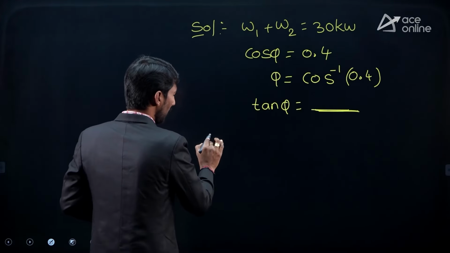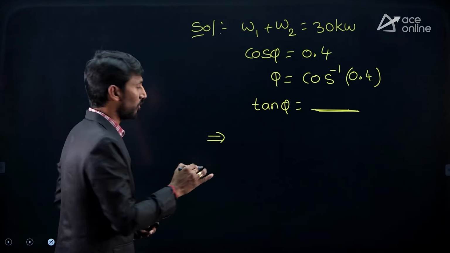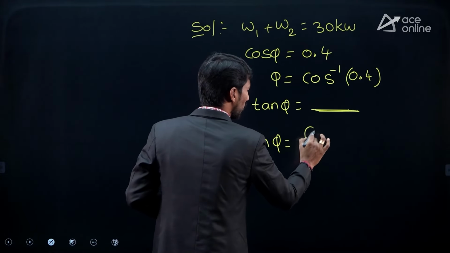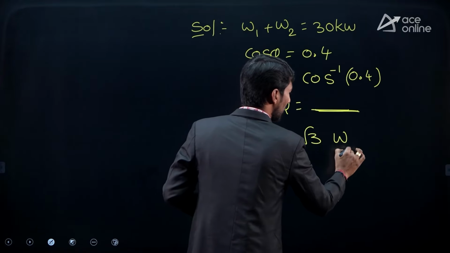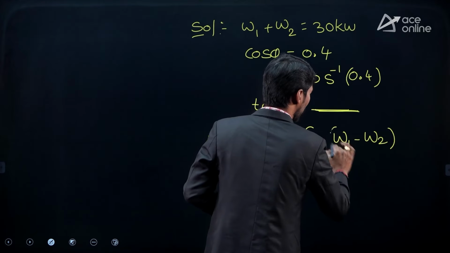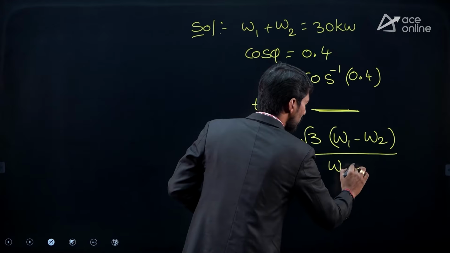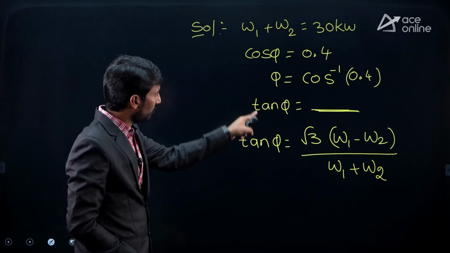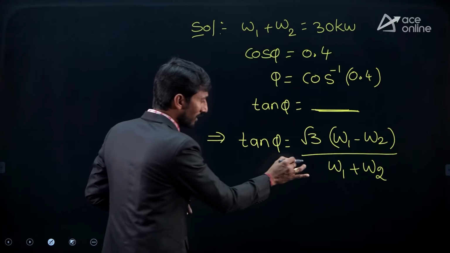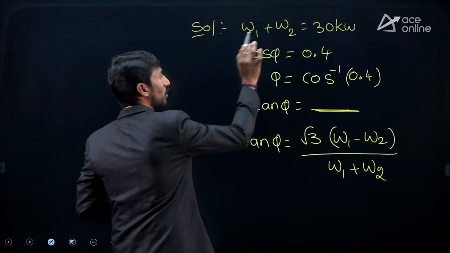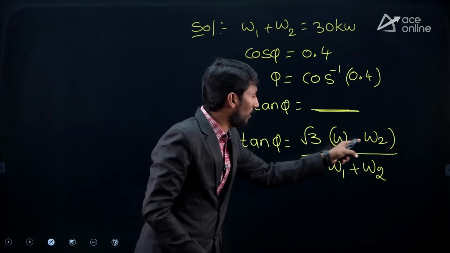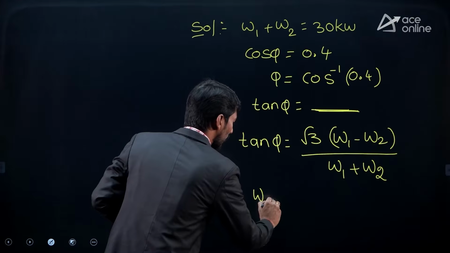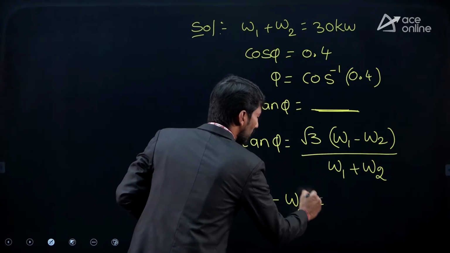After getting this, I am using the well-known formula, that is tan phi is equal to √3 times (W1 minus W2) by (W1 plus W2). If you observe clearly, the tan phi value we are having as well as W1 plus W2 is also available. So automatically we can calculate the W1 minus W2 value.